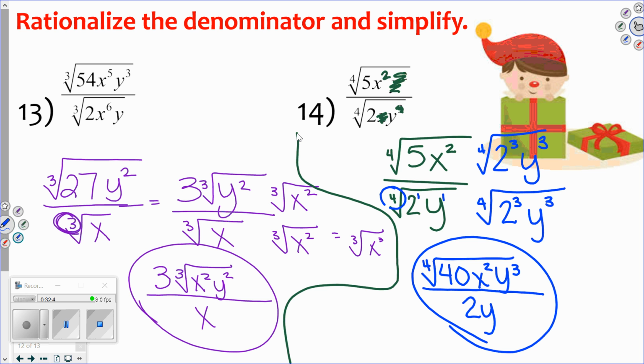Okay, so the question was, does 40 simplify? Okay, if I would do a factor tree on the 40, that's 4 and 10, 2 and 5, 2 and 2. I need a group of 4. I don't have a group of 4.